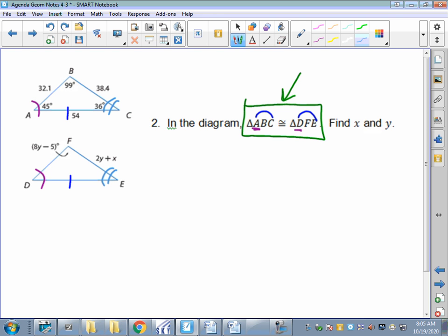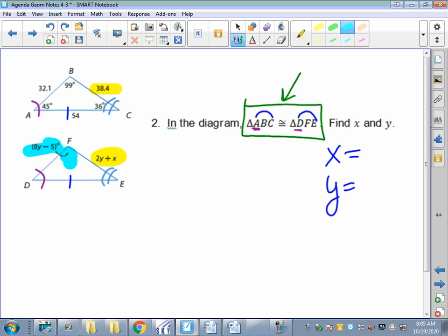Sometimes they're going to flip things over, so take a minute and look at the congruent statement. It's asking us in this problem to find x and y. Do you have a preference of what you're going to find first? I do in this case, because when I look at this problem, remember I'm always going to look for where my information is. I've got a 2y plus x on side FE, and that's going to correspond to that 38.4, but I've got an x and a y in that problem. So I feel like perhaps I should go to this angle right here.